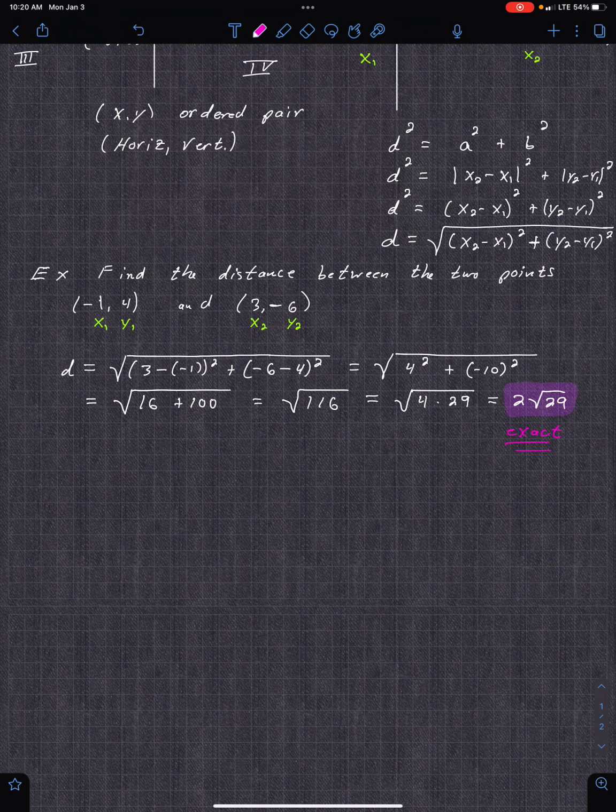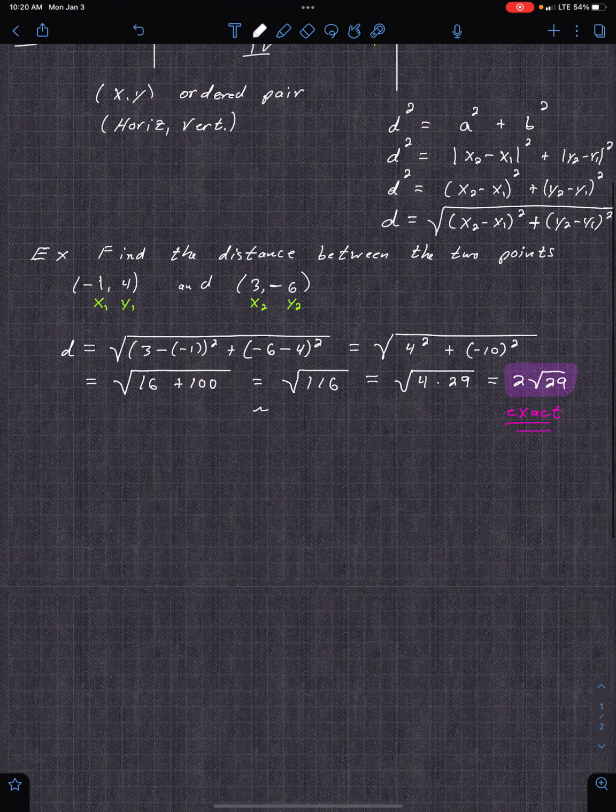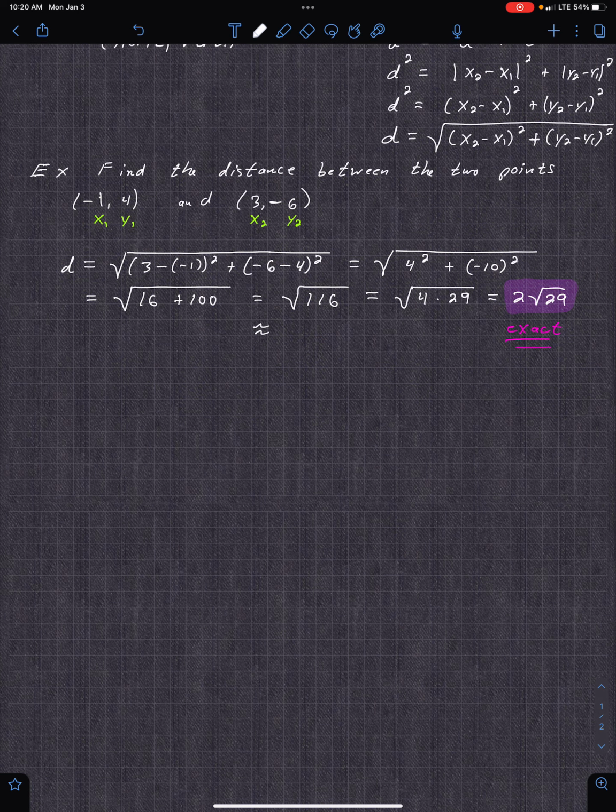And that's what I'm looking for right there. Now, you may get an approximation using a calculator, and you do want to use a calculator to figure things out. So with a calculator, you type in 29, then you hit the square root button, and you say times 2. Usually that's how you would write it. And it ends up being 10.77032961. Again, that is just an approximation. It is not exact.